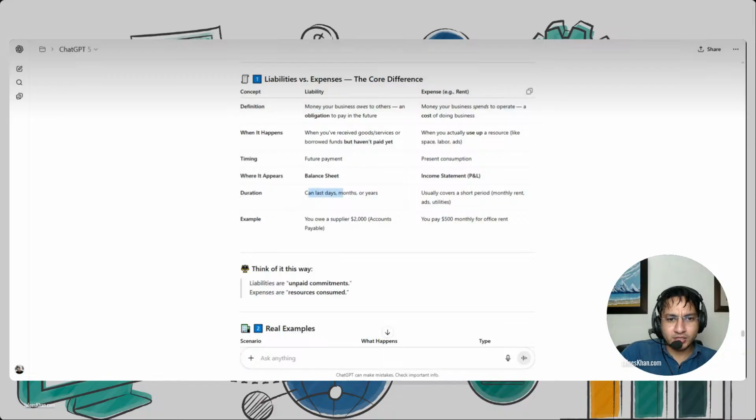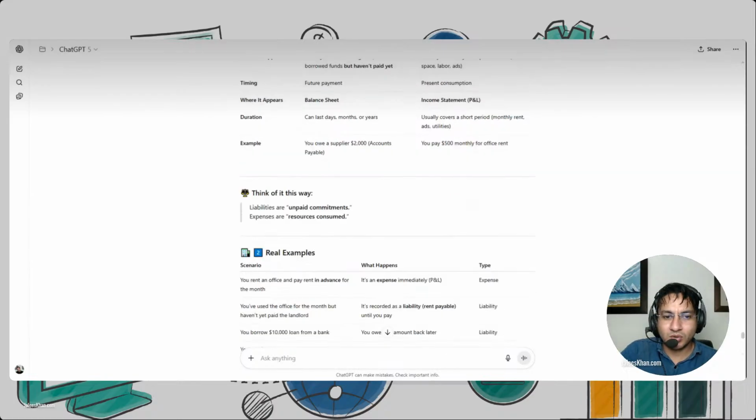And duration can last days, months, or a year. Usually covers a short period. Monthly rent, utilities. You owe a supplier $2,000. Okay, such as I borrowed that copy from this supplier and said that when I get that product sold, I will pay you. And here you pay for the monthly office rent or for the employee salary, then this is the expense. So liabilities, unpaid commitments; expenses, resource consumed. So that's the thing. Unpaid commitments.